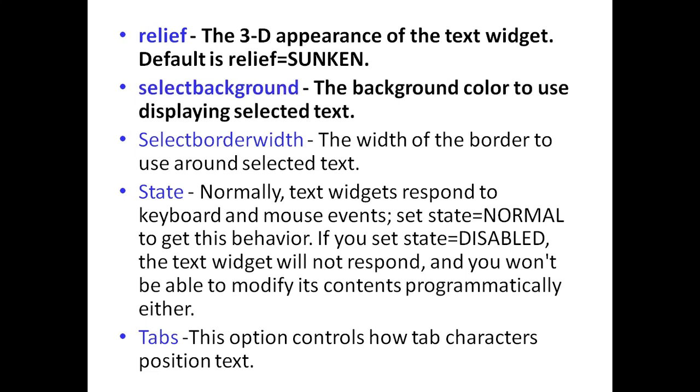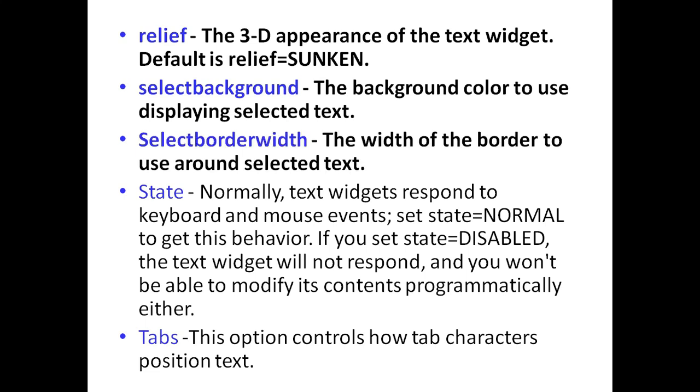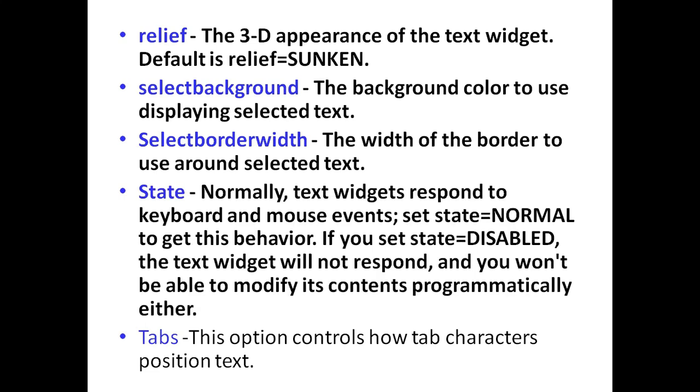selectbackground sets the background color to use when displaying selected text. selectborderwidth sets the width of the border to use around the selected area. Normally the text widget responds to keyboard and mouse events. We can change it using the state option. If we set state equal to normal, it will respond to keyboard and mouse events. If we set state equal to disabled, the text widget will not respond and you won't be able to modify its content programmatically. And the tabs option controls how tab characters position the text.